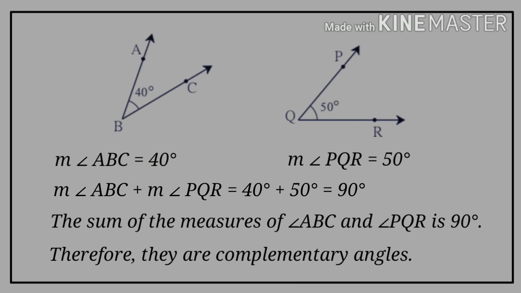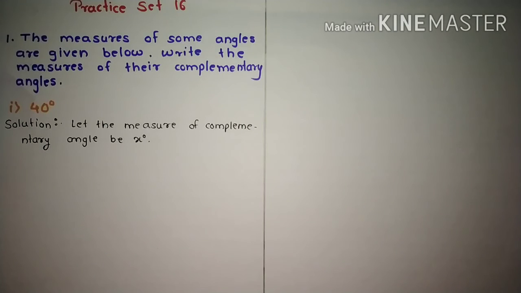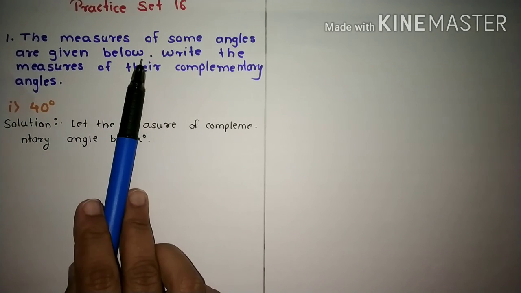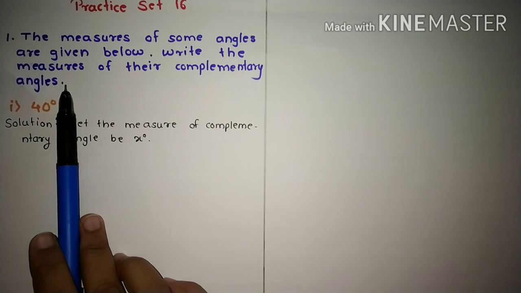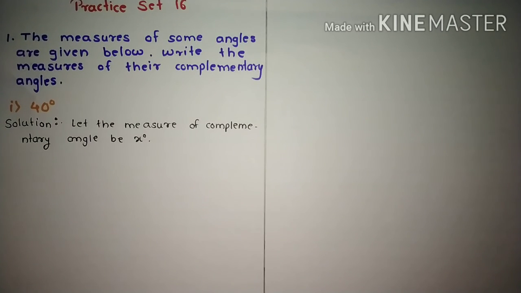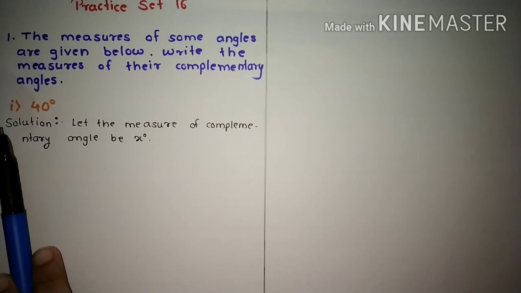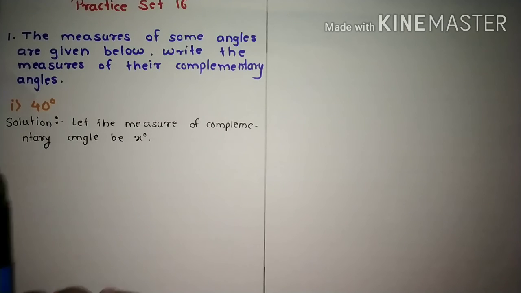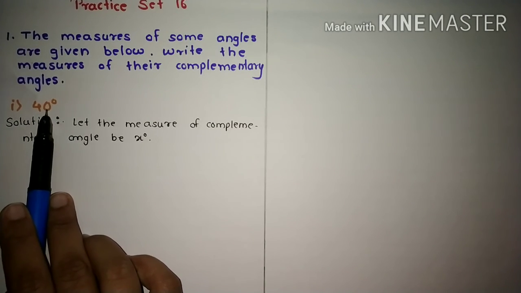Okay. Now we will solve examples in practice set 16. First question. The measures of some angles are given below. Write the measures of their complementary angles. In this question, the measures of some angles are given and we have to find their complementary angles. So, first measure is 40 degrees. Now we have to find the complementary angle of this angle.